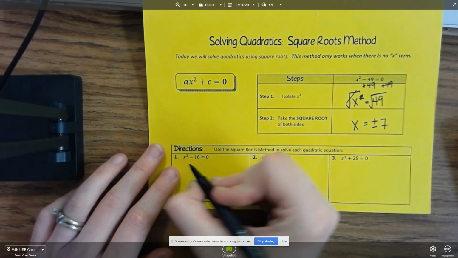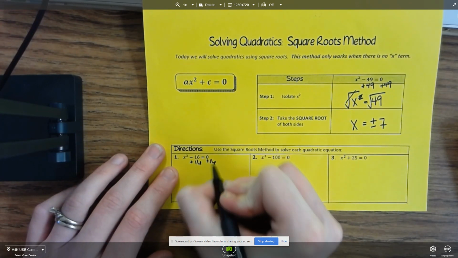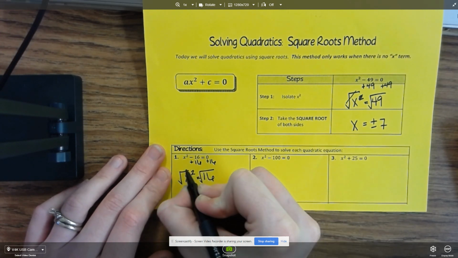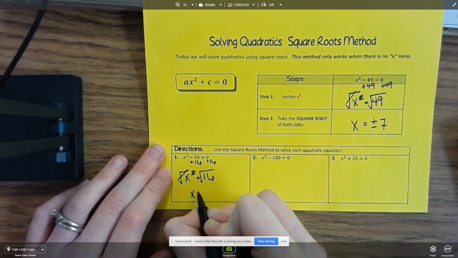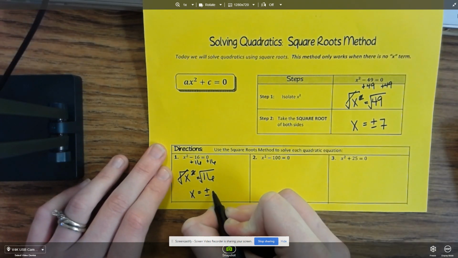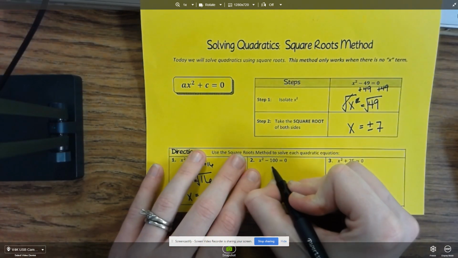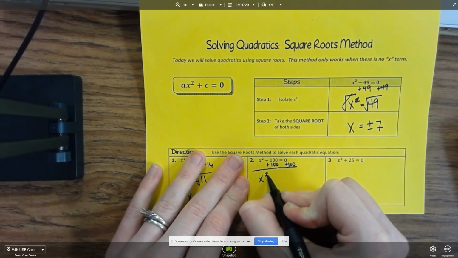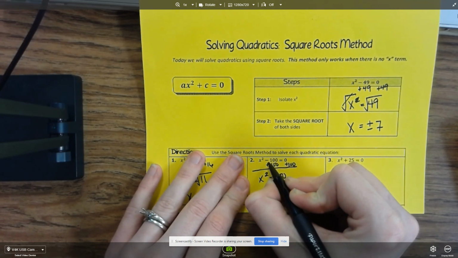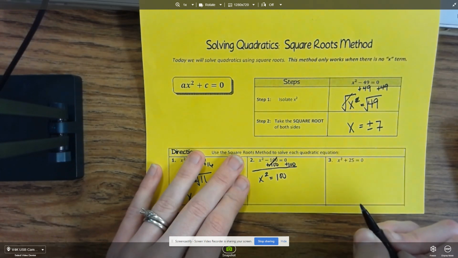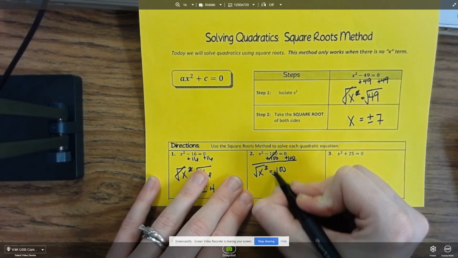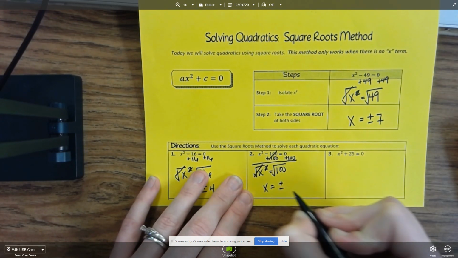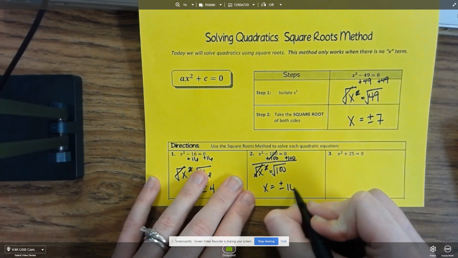Okay, so down here, the same thing. We're going to add 16 to both sides. And so now we have x squared equals 16. So we square root both sides. The square root cancels the exponent, and the square root of 16 is positive or negative 4. Same thing on this one. We would add 100 to both sides, and so we would have x squared equals 100, because remember, a negative 100 and a positive 100 cancel. And so then we square root both sides. The square root cancels the exponent, and the square root of 100 is positive or negative 10.